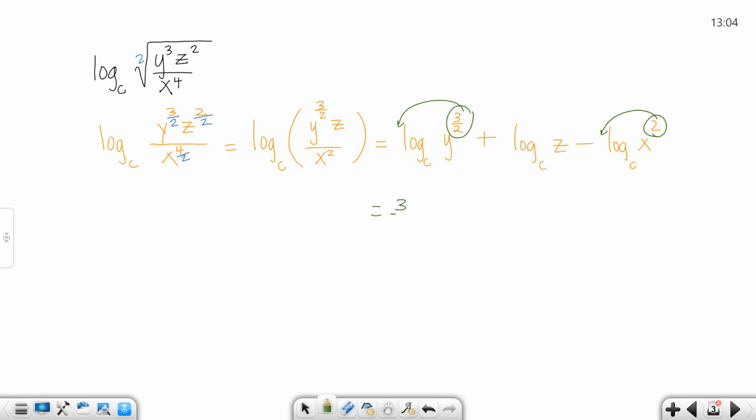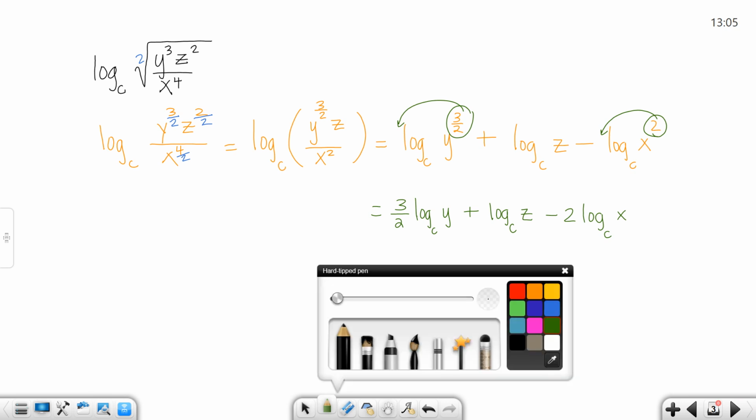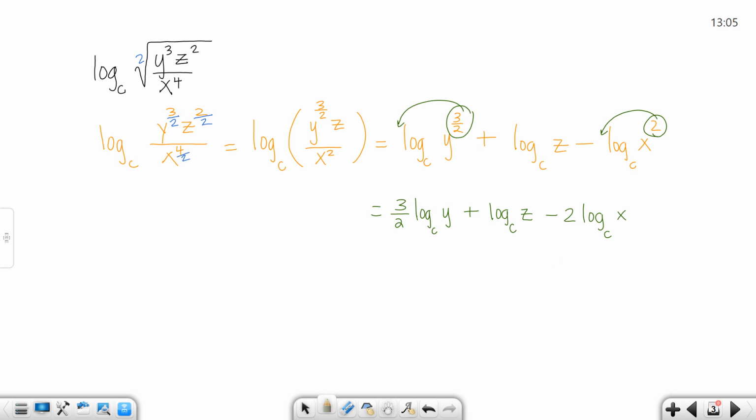So my answer would be 3/2 log base c of y plus log base c of z minus 2 log base c of x. Please make sure your c is by the g's tail. Do not write cy, cz, cx. The c is by the g's tail. So you'll say, well, that's a lot of stuff up there. What's our answer? This entire green statement here is your answer. You have expanded the log expression.